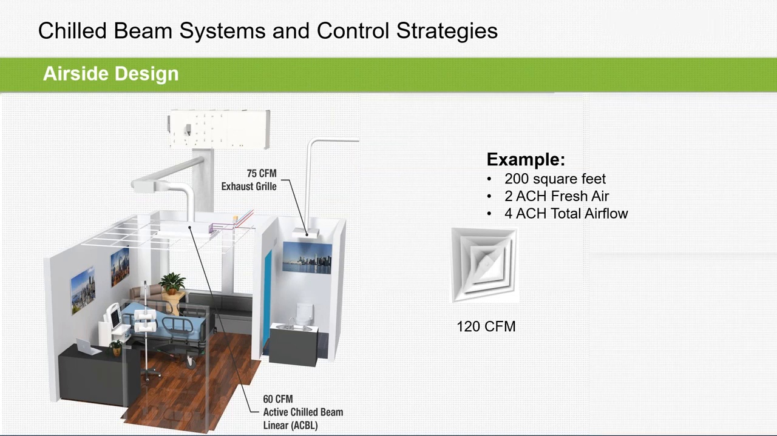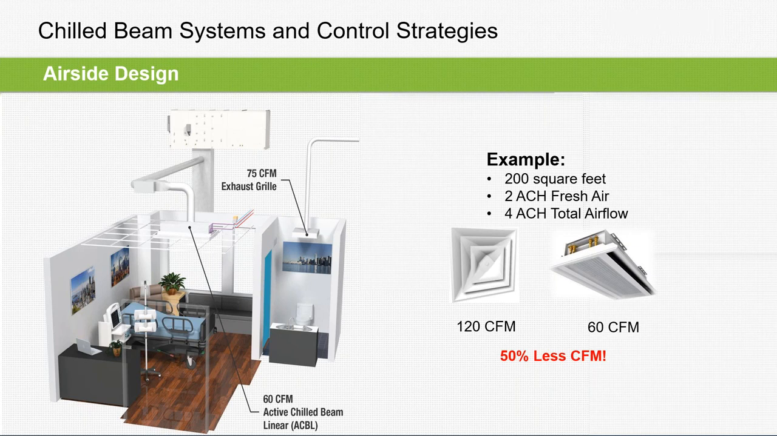Just to compare the airflows in that space, looking at the air you need for a VAV system, you need about 120 CFM. Because we can include the induced airflow as part of that air change rate, we can do that with half the CFM on a chilled beam system.